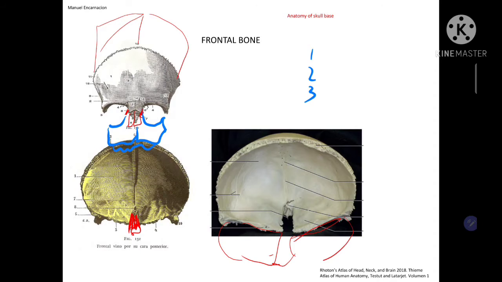Three impar bones. Paired bones, posterior and superior, the parietal bones. We have the parietal bones. We have the nasal bones. And we have the lacrimal bones. So, those are the bones with which the frontal bone is articulated.